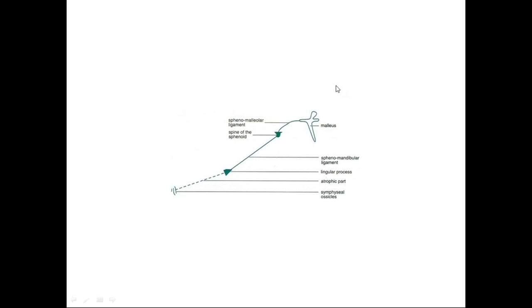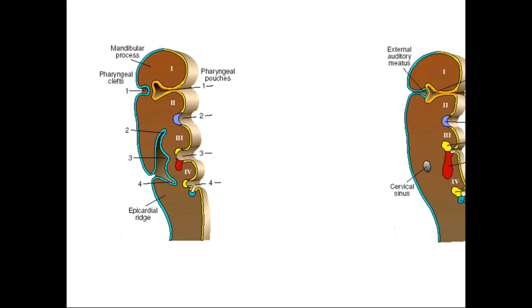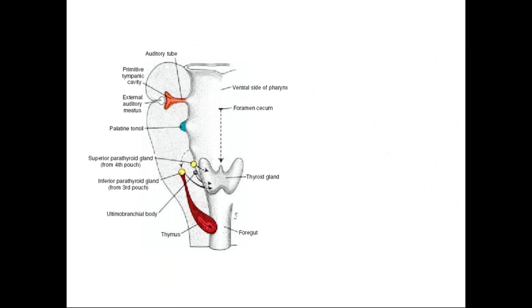So this is malleus. This is spine of sphenoid, sphenomandibular ligament. So this is another diagram of the ectodermal clefts and endodermal pouches. This is another same diagram.